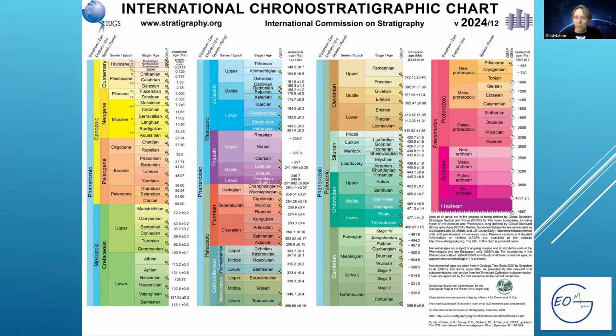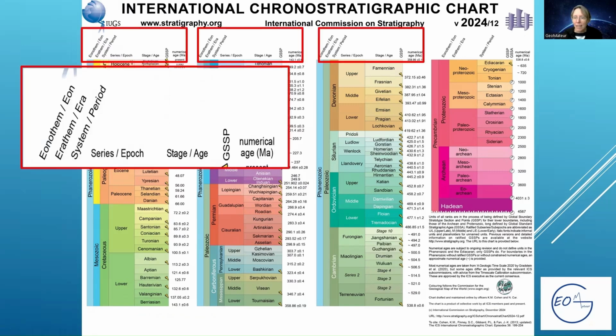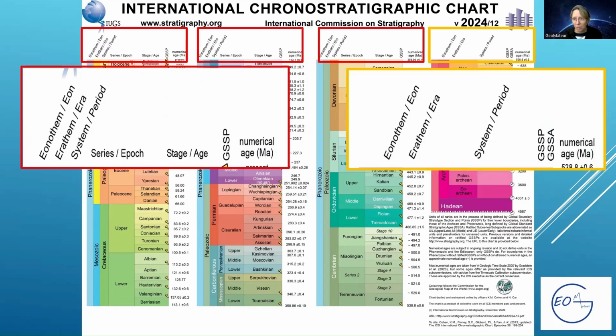First of all, we need to understand the names of columns in this chart. For example, eonothem, eon, erathem, era, system and period, series and epoch, stage and age. So why are they doubled? That's the first task for us. We also need to understand the meaning of GSSP, how numerical age is presented, and what is GSSA.